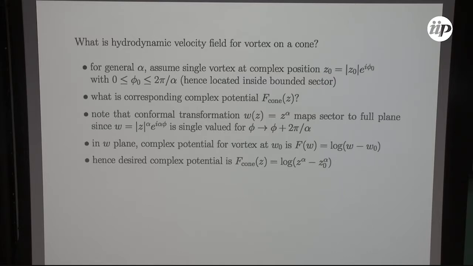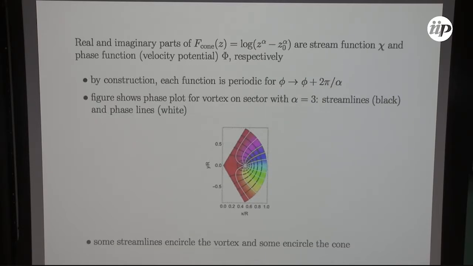And for any alpha, no matter integer or not, all you need is z to the alpha here, because you get e to the i alpha phi, and that's single valued when phi undergoes this transformation. So that's very simple. Use w as z to the alpha. Now, if you have a vortex at w0, the complex potential is just log of w minus w0. But in z, it's log of z to the alpha minus z0 to the alpha. And so that's a very simple function to work with, and you can do all the same numerical tricks.